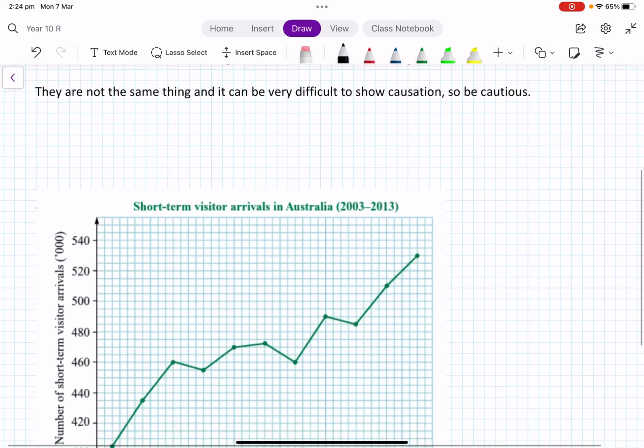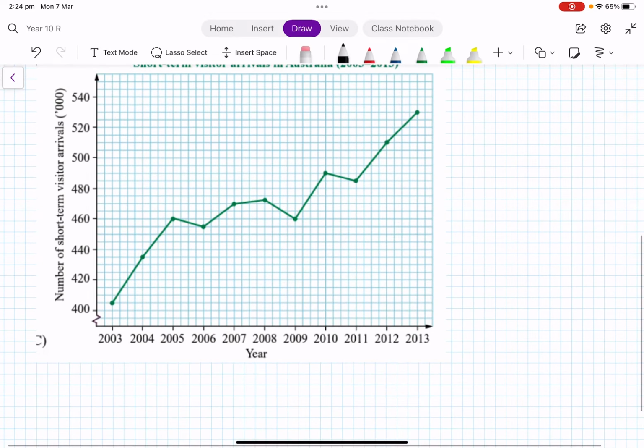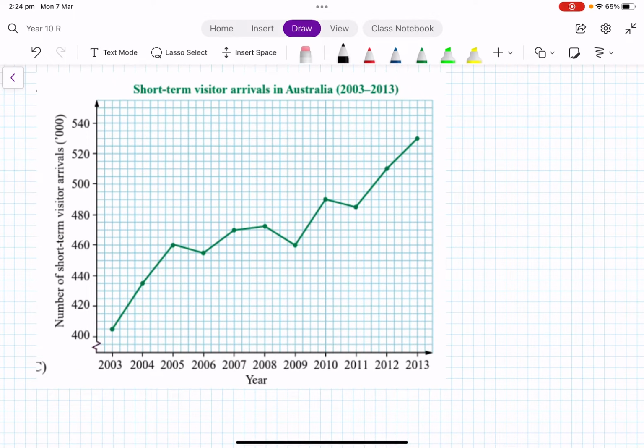So let's just have a look at this graph here. Short-term visitor arrivals in Australia, 2003 to 2013. All right. And so we've got the number of short-term visitor arrivals in thousands, 540,000 being the highest value, and then the year across horizontally, 2003 up to 2013. And they've just plotted the values in each year and connected them with a line graph.